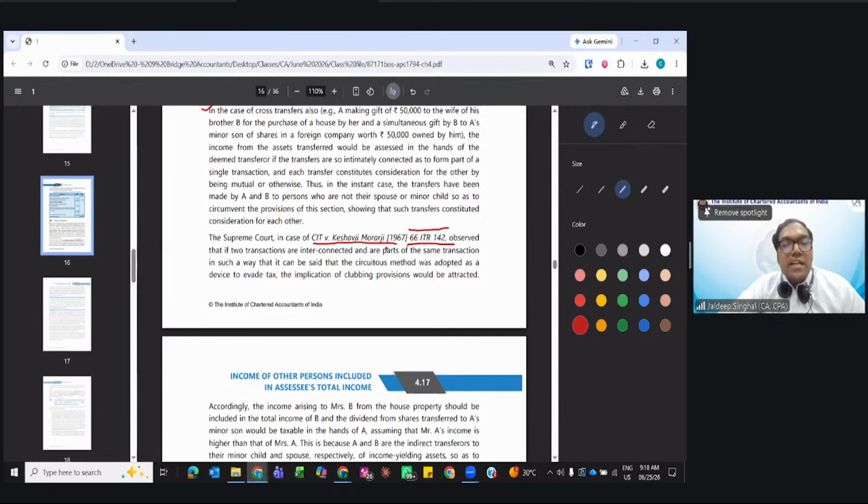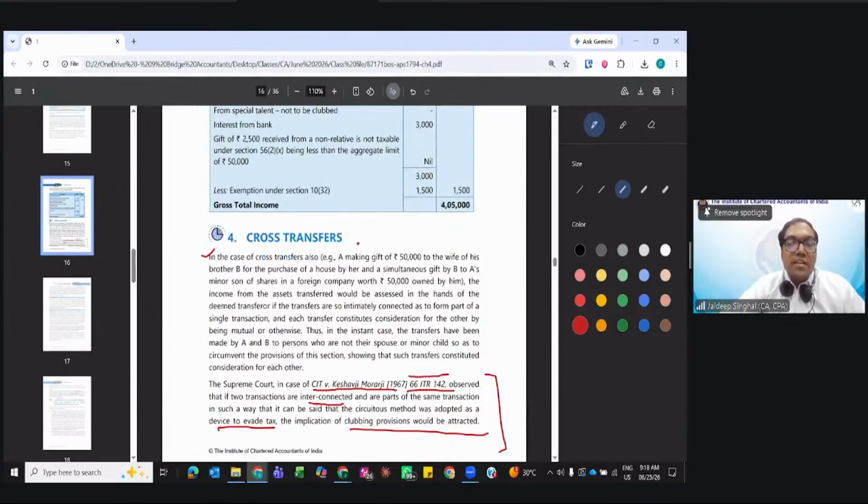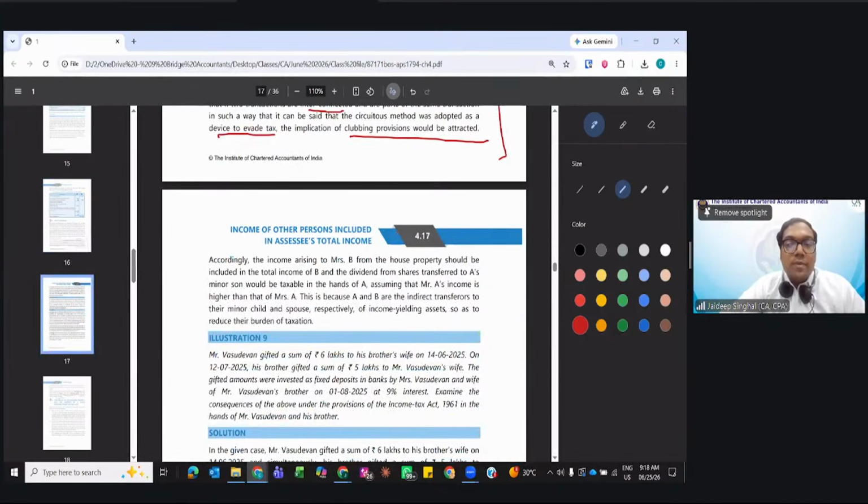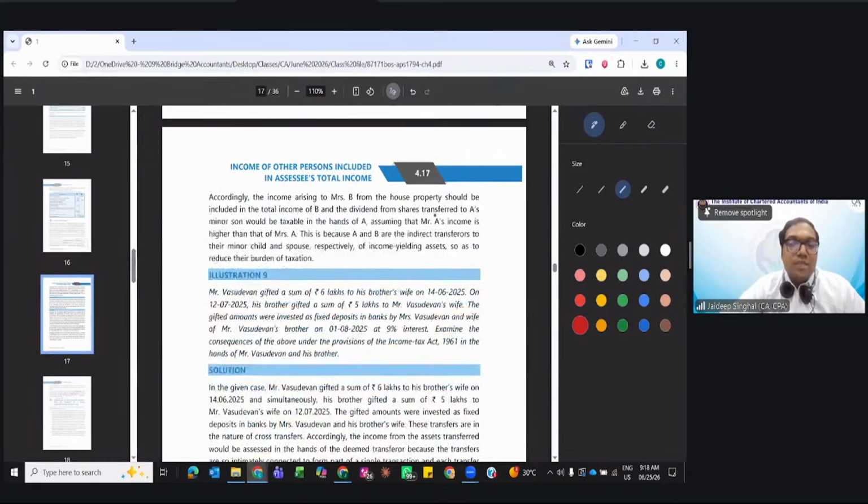Supreme Court in the case of CIT versus Keshavji Morarji observed that if two transactions are interconnected and parts of the same transaction in such a way that it can be said that a circuitous method was adopted as a device to evade tax, the implication of clubbing provisions will be attracted. That's why on cross transfers, the clubbing provisions apply. There is no section number here specifically; it is the Supreme Court judgment. Accordingly, income arising to Mrs. B on the house property should be taxable in the hands of B, and dividend from shares, related to the previous example given.